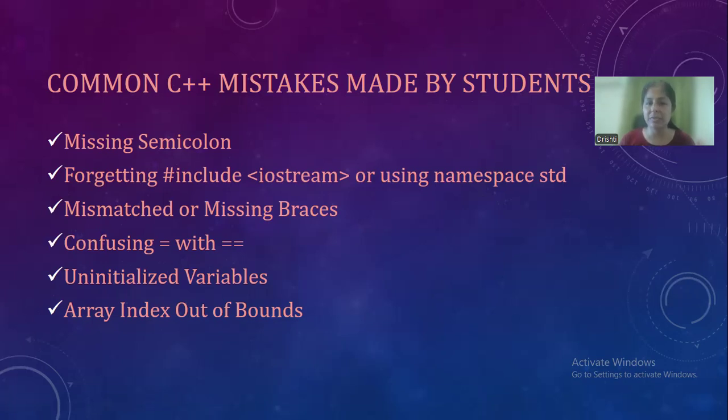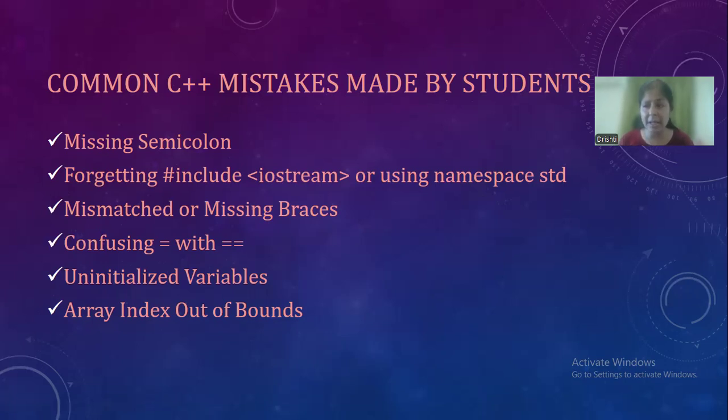Confusing single equal to with double equal to. You might be aware, students, single equal to is used for assignment and double equal to is the comparison operator. Next is the uninitialized variable. Sometimes we make use of variables, but we forget to initialize them. So that is the most important thing which we have to do, else it might throw you an error.